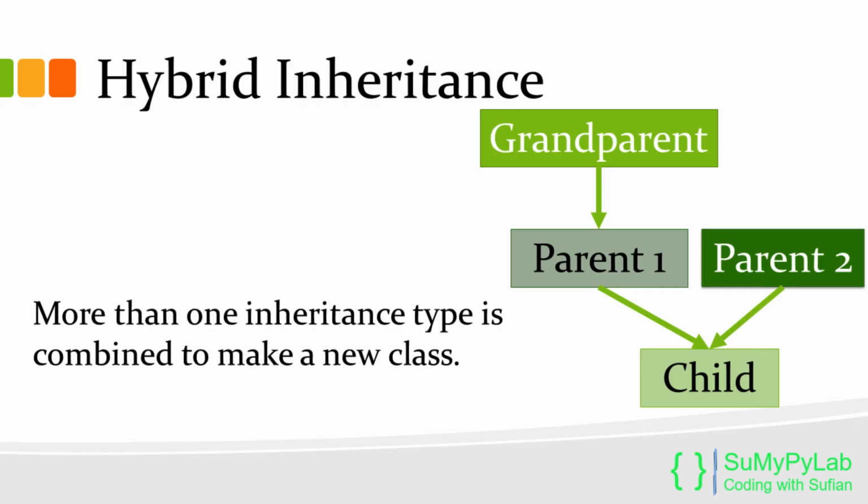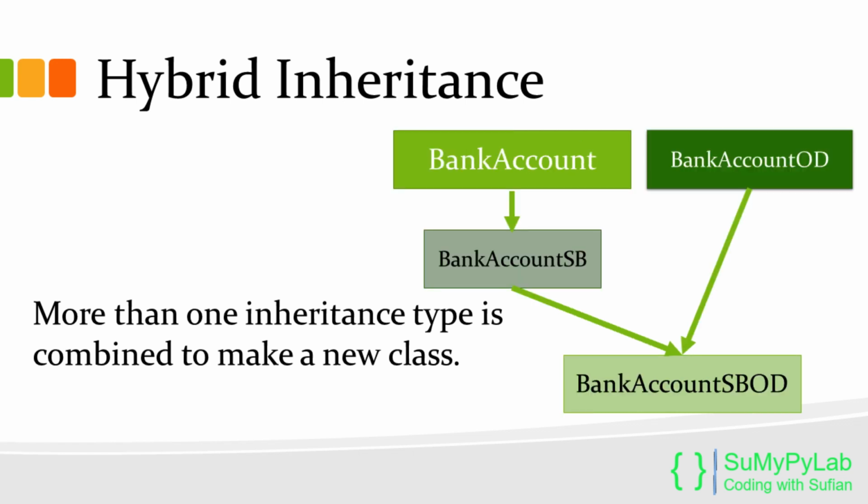Our last inheritance type is hybrid. In hybrid inheritance, we see a combination of more than one inheritance type. So, it is known as hybrid inheritance. Here is an example. We may create the BankAccountSBOD using the class hierarchy as shown on the screen. We have covered all types of inheritance in Python. So, let me finish here.